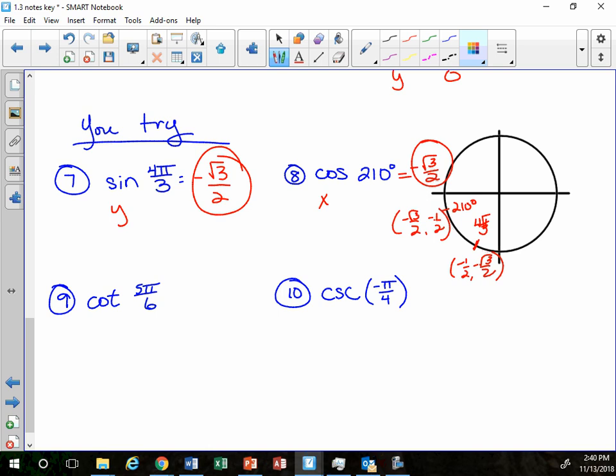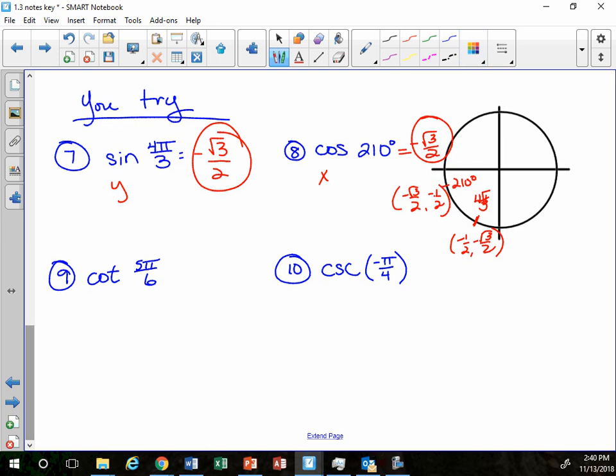Okay, there's only so many things I can ask you. Okay, cotangent. You've got to do a little more work. Where is 5 pi over 6? So it's negative root 3 over 2, 1/2, right?